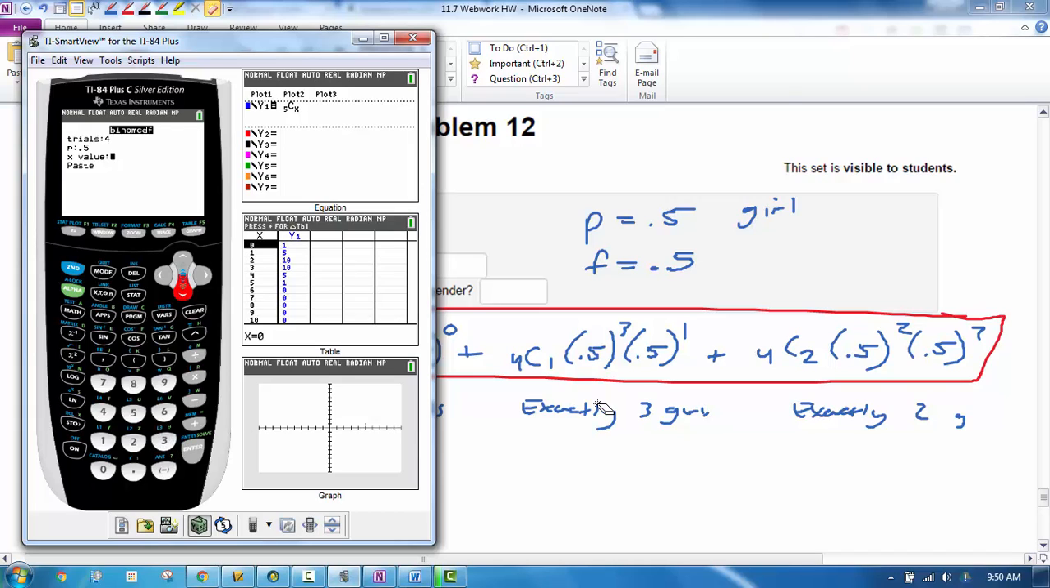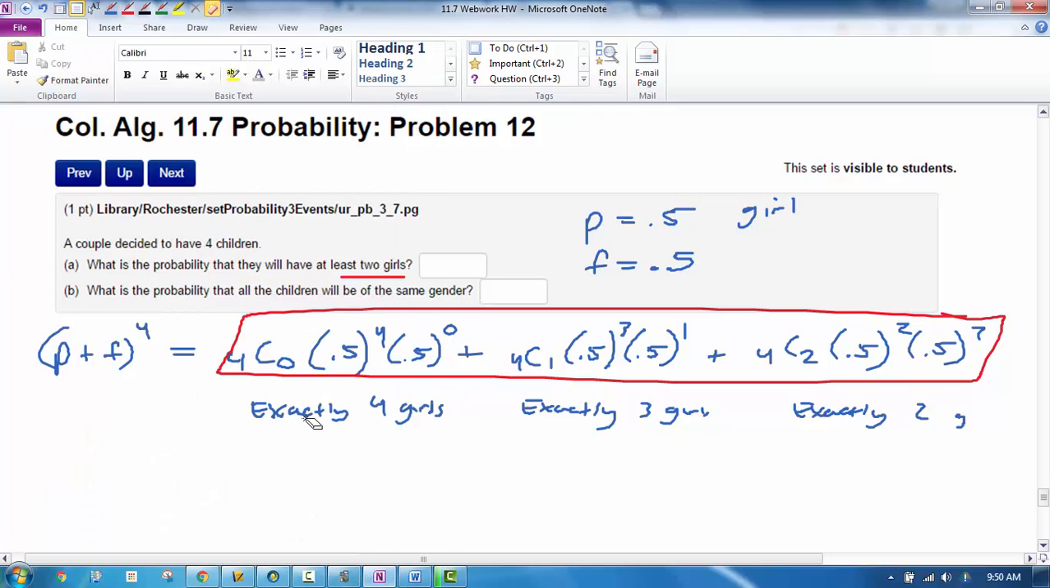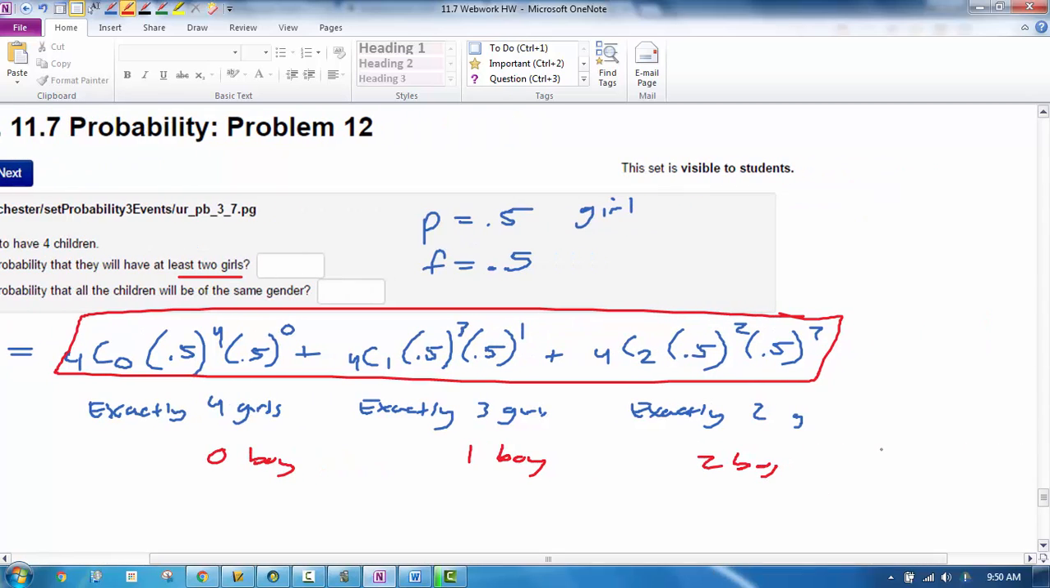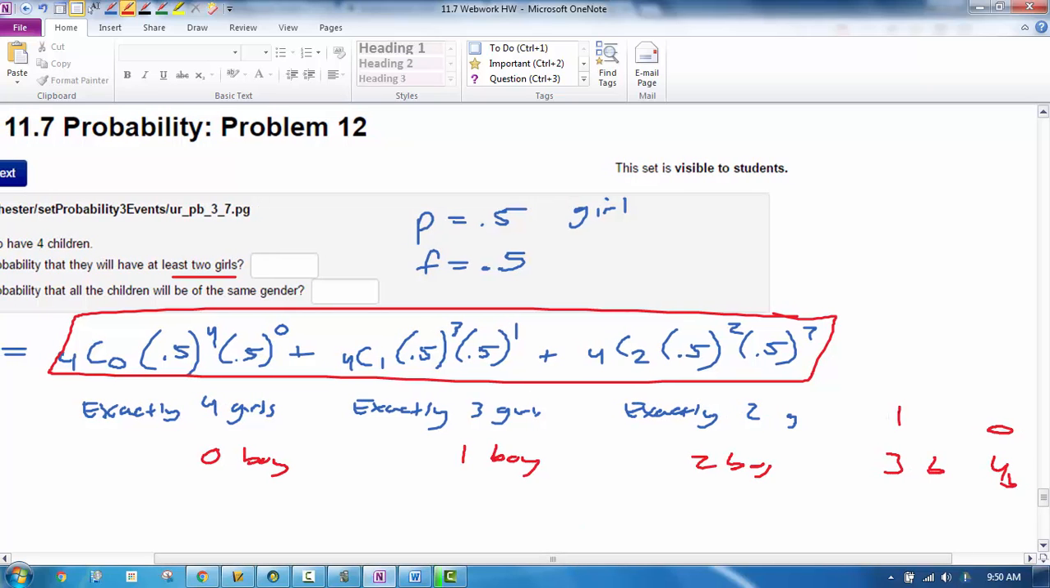So in this case, we need to do a 1 because if you look at this, we're doing exactly 4 girls, which would be 1 boy. I'm sorry, 0 boys. This would be 1 boy, and this would be 2 boys, and it follows that pattern. So if you kept going down, you'd have 3 boys next, and 1 girl, and the last would be 4 boys, 0 girls. So since we want to add all these up, we want to do at most.